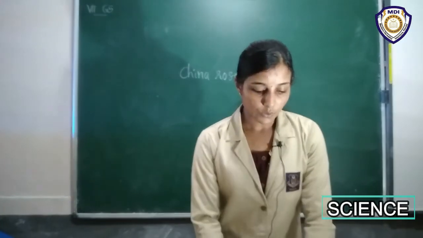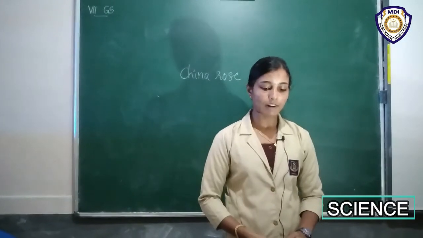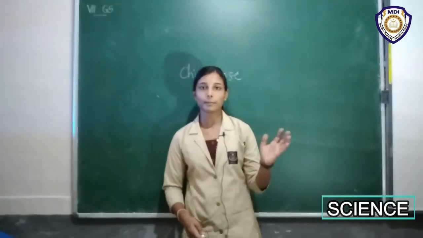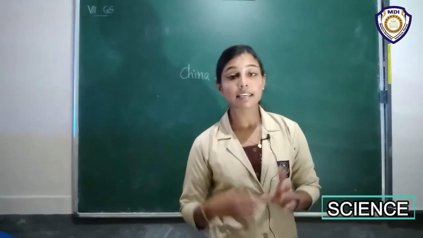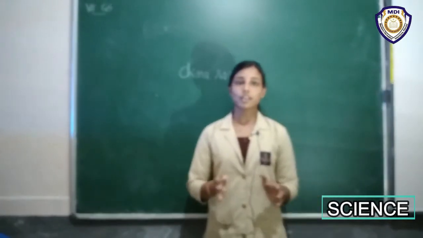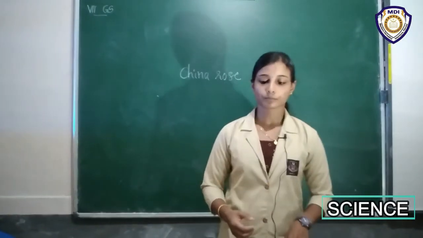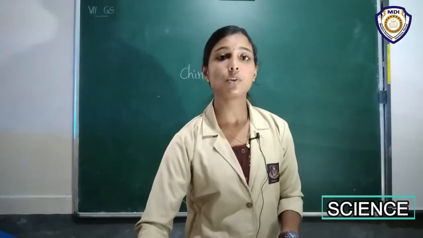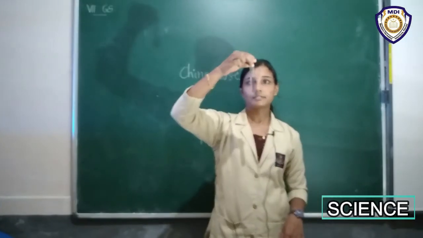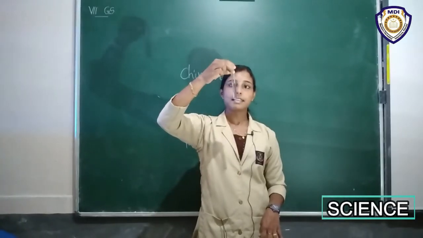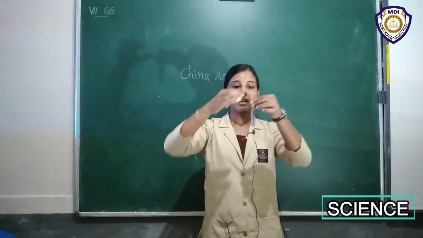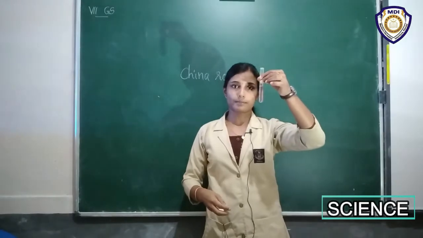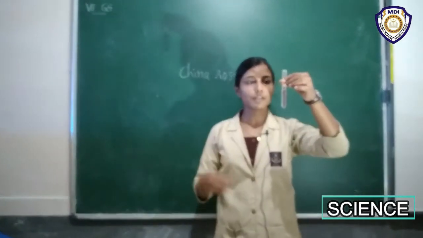So keep the mixture for some time till the water becomes colored. After some time the water will become colored, and we use the colored water as an indicator. I have brought it for you. This is that colored water, the China rose indicator. This is the solution that I made for you.